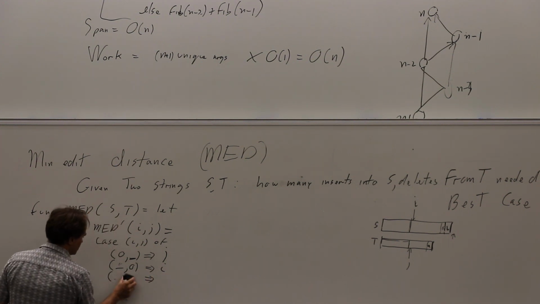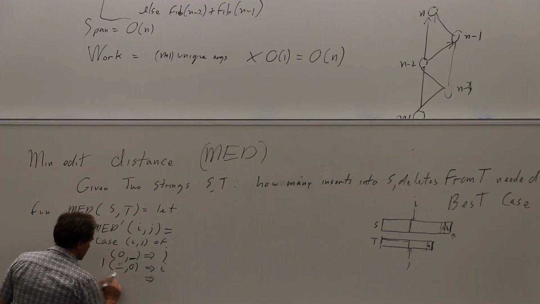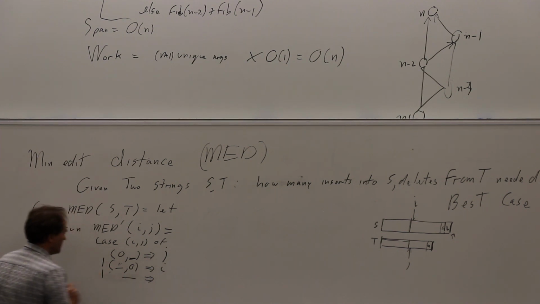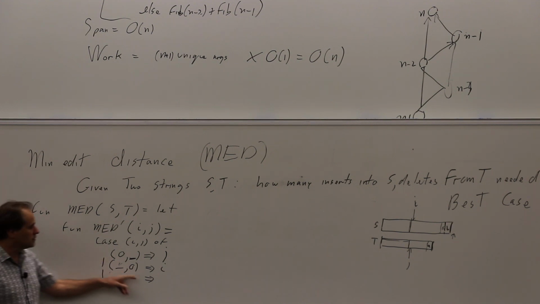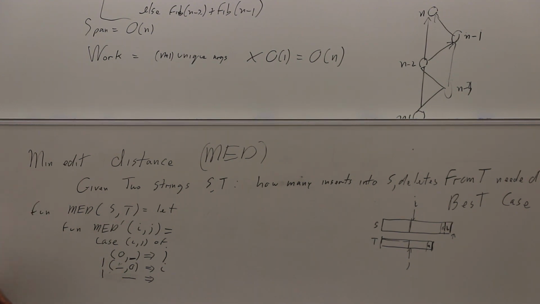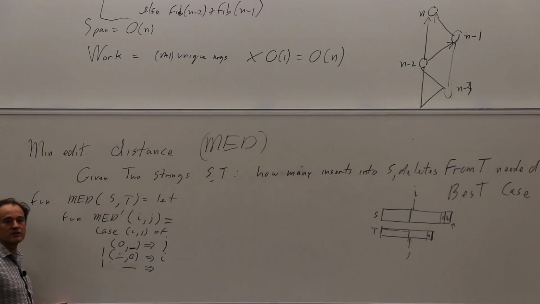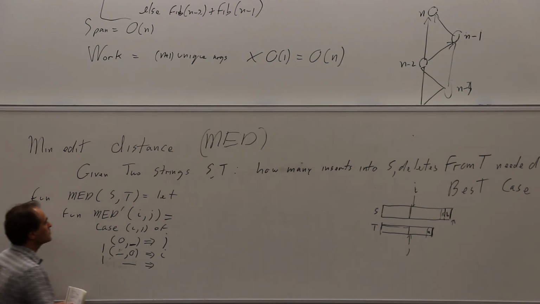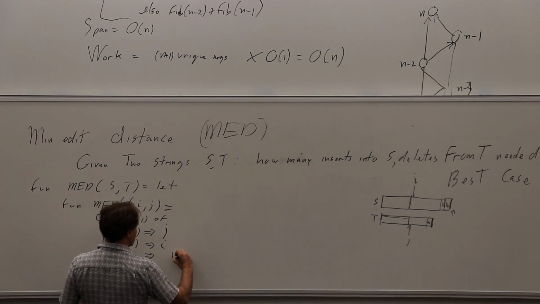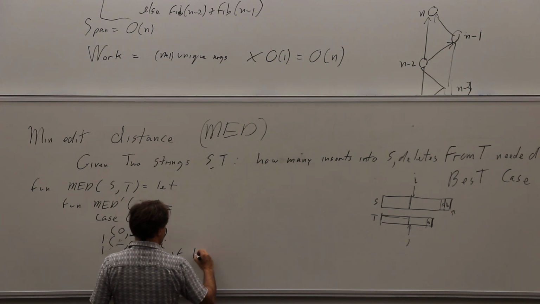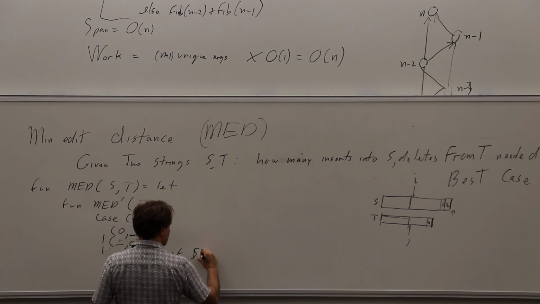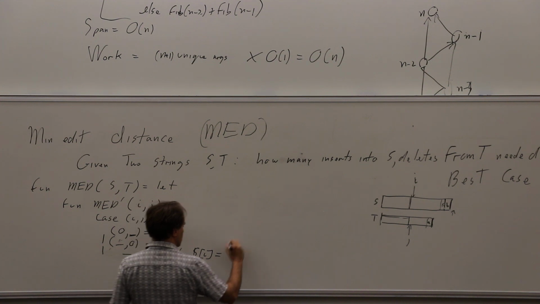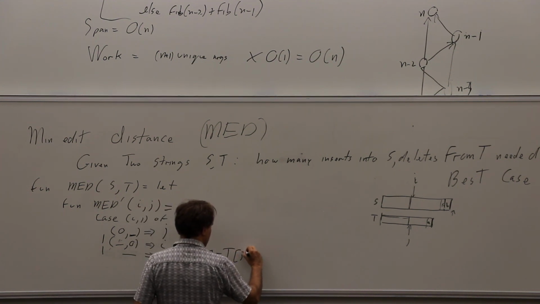In fact, let me just write that. Get my ML syntax right here. So in this case, I know that neither i nor j is 0, so i and j are both greater than 0. So what's this going to look like? What's the first thing I have to test for? Yeah, I have to check if they're equal. So basically, I'm going to have an if S subscript i equals T subscript j.